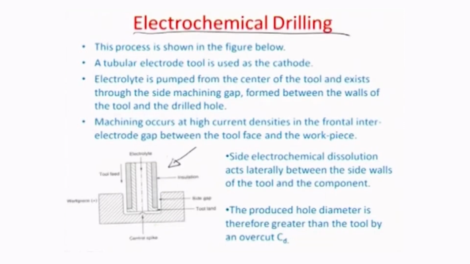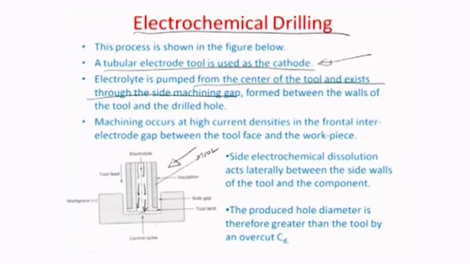So you have a tubular electrode which is used as a cathode in this case, which is also the tool. Okay, so this is the tool side. The electrolyte is pumped from the center of the tool and exits through the side machining gaps. So therefore the electrolyte is transported here in this axis of the tool, and it emanates sidewise. So it goes between the workpiece and the tool, the machining gap which is formulated here.